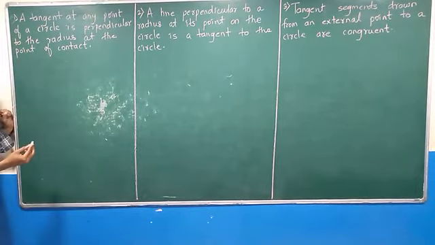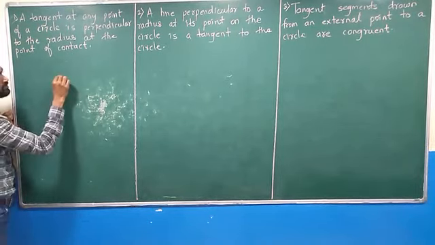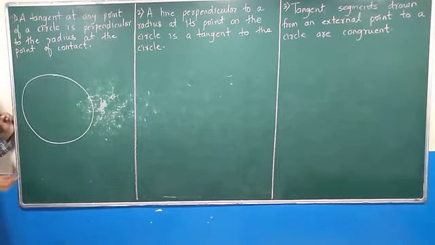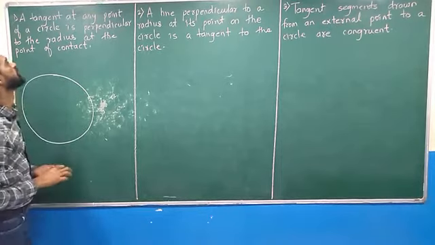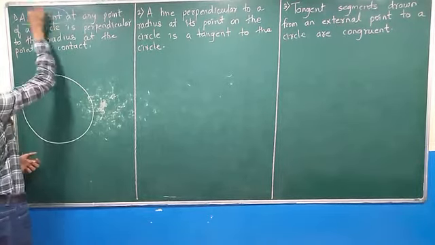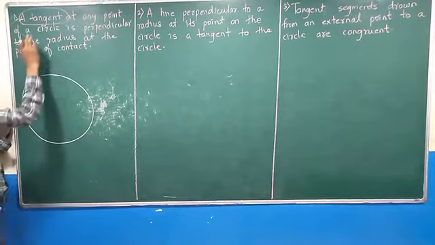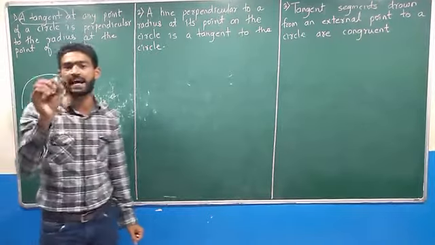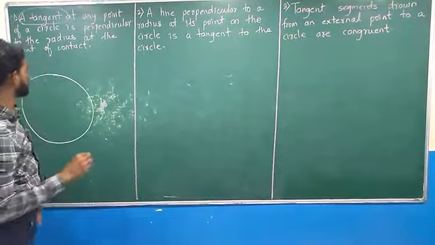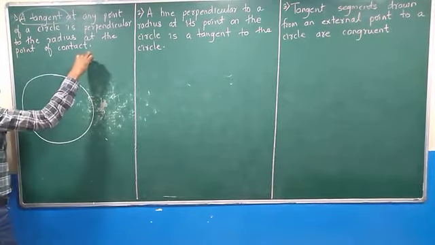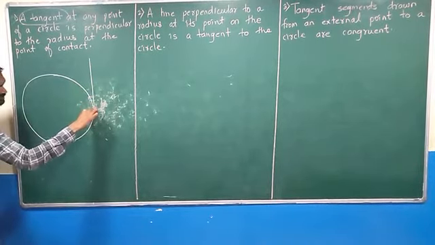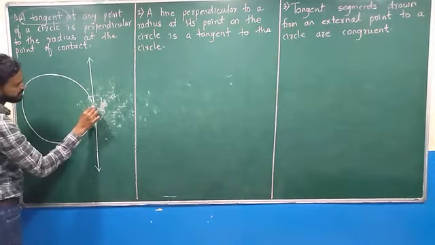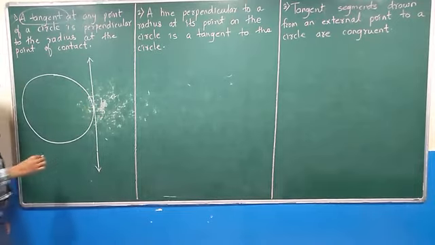Now what is tangent? First we'll draw a circle. For example, this is your circle. So what they are saying, a tangent. Now let us discuss first, what do you mean by tangent? Tangent is a line which touches the circle only at one single point. So let's say this is my line. The line touches the circle at one single point.